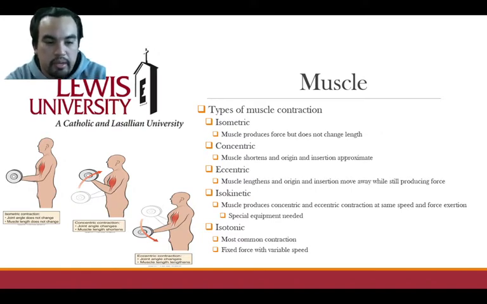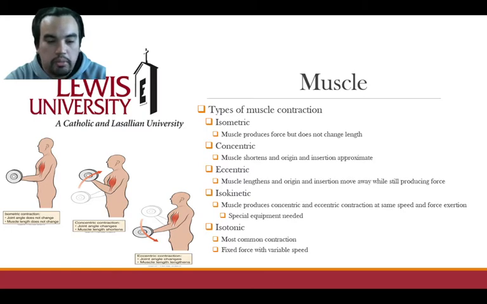Then we have isokinetic muscle contractions, where the muscle produces a concentric and eccentric contraction at the same speed and force. Typically you need a special machine for this, because it maintains the same amount of force output through the entire range of motion. That's difficult to do with a dumbbell or any type of manual resistance, so you really need a machine. That's moving away from what's commonly practiced in physical therapy and rehabilitation settings. More often than not, you're working on isometric or isotonic contraction.